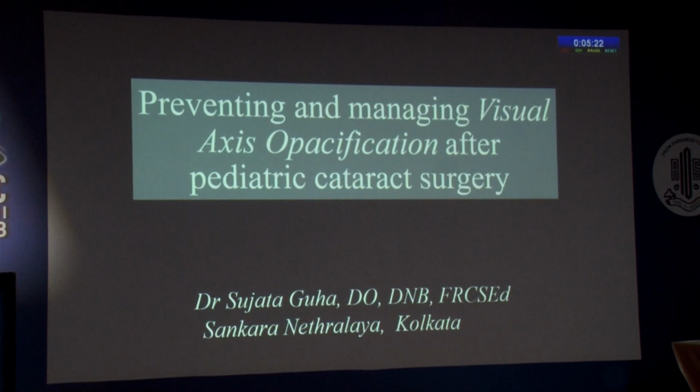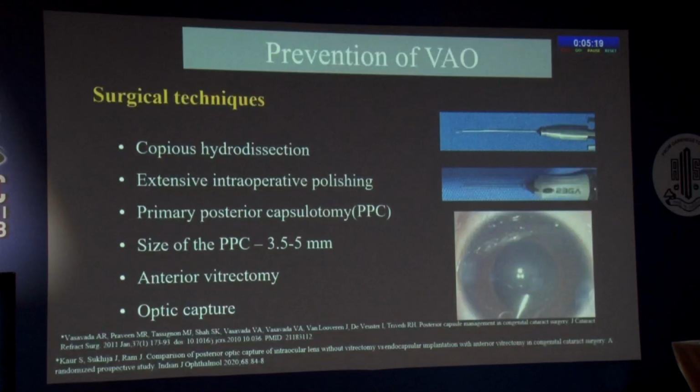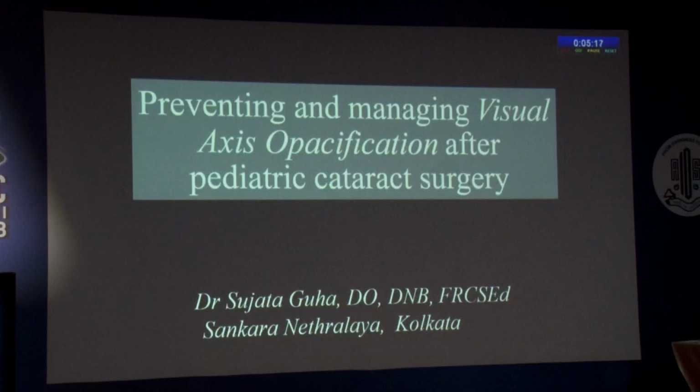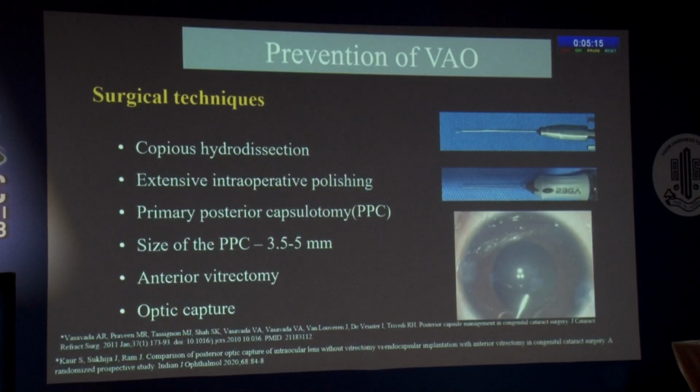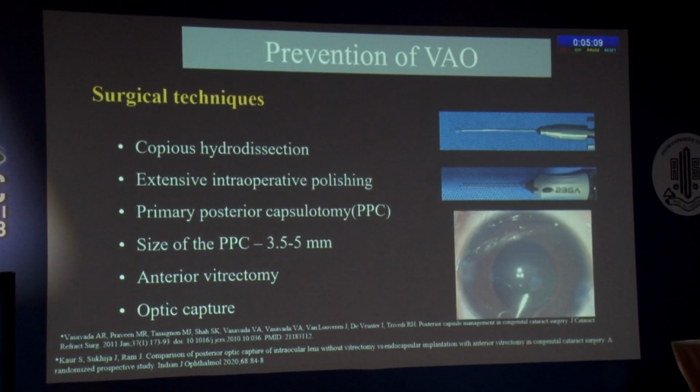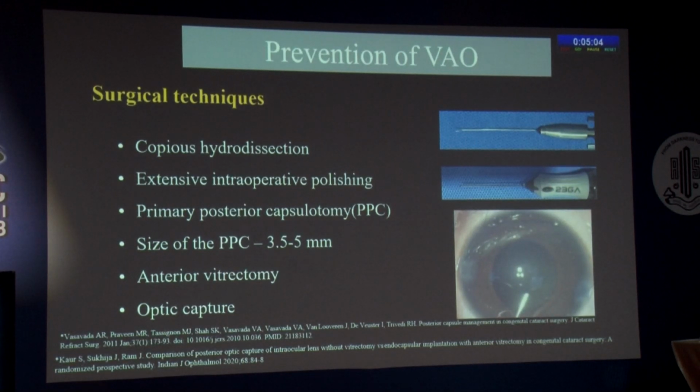So with this background, let me focus on a few ways of preventing visual axis opacification. One of them will be very copious hydrodissection and intraoperative polishing. If you are leaving the posterior capsule behind, these two will reduce the burden of lens epithelial cells and will leave lesser epithelial cells to migrate and cause visual axis opacification.